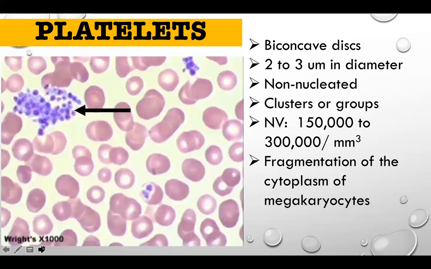And platelets. They are described as being a biconcave disc 2 to 3 micrometers in diameter. They also are non-nucleated. They are in clusters or groups. The normal value of platelets is 150,000 to 300,000 per cubic millimeter. Fragmentation of the cytoplasm of the megakaryocyte would lead to the development of platelets. Megakaryocytes are only found in the bone marrow, whereas platelets are found in the peripheral circulation.